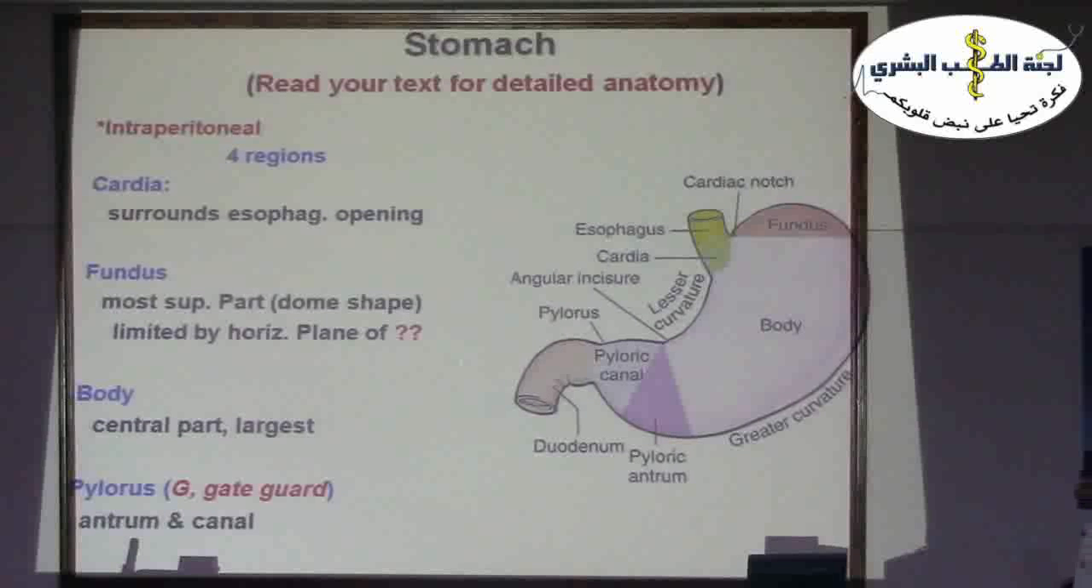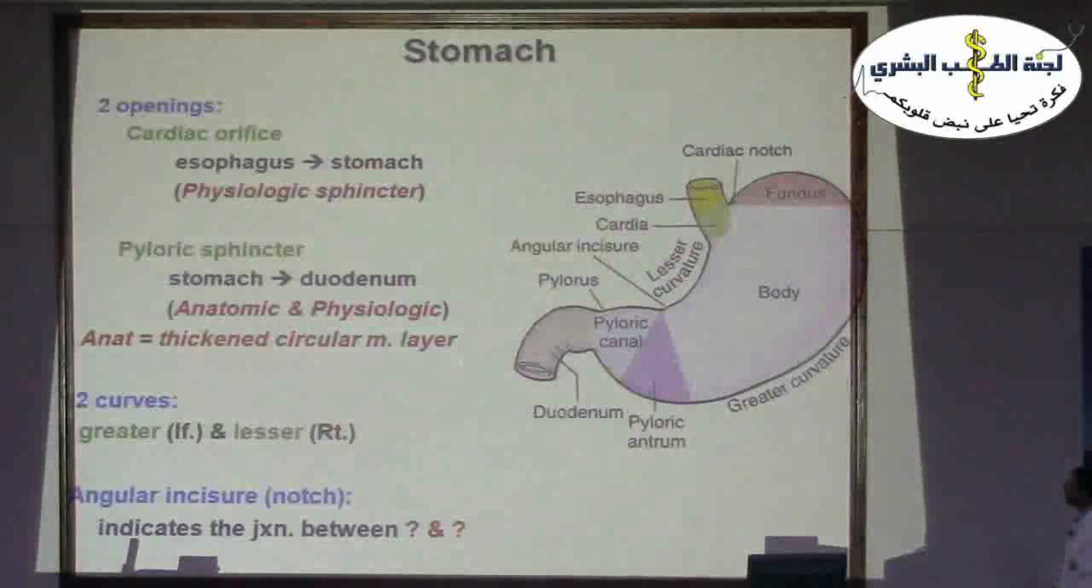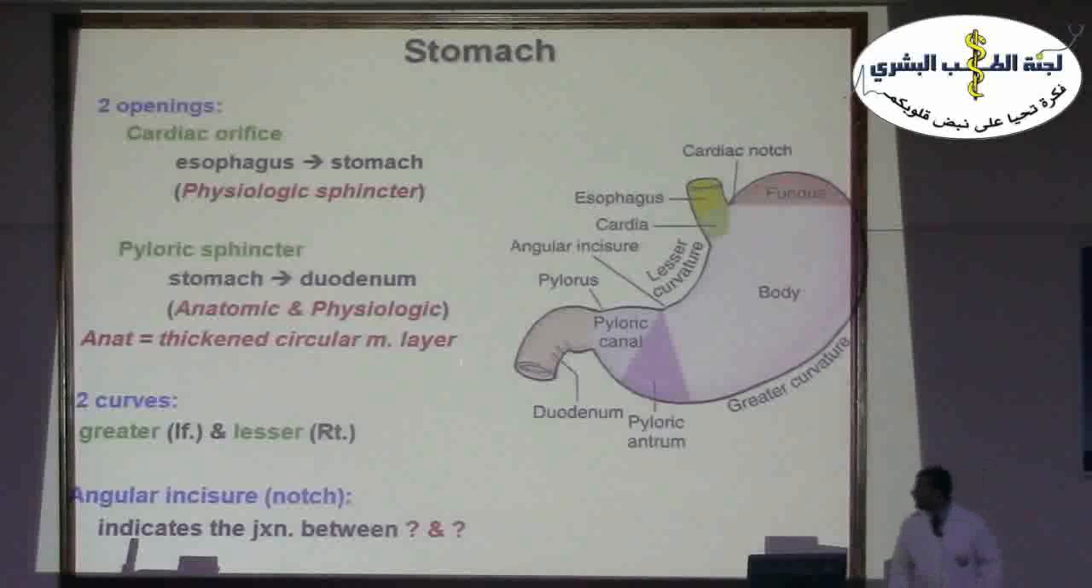Notch means depression. So incisura angularis in Latin, in English angular notch. Okay? So the same meaning. Once you see this sharp edge, okay, this sharp edge, it indicates usually what? The end of the body and the start of the pylorus. So it's called the incisura angularis. It indicates the junction between the body and the pylorus of the stomach. Okay?